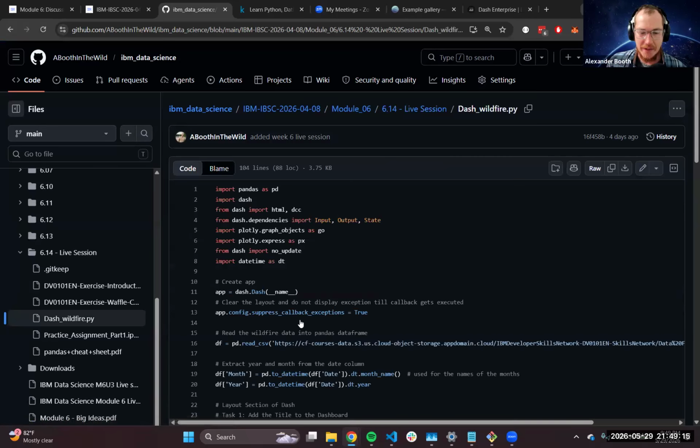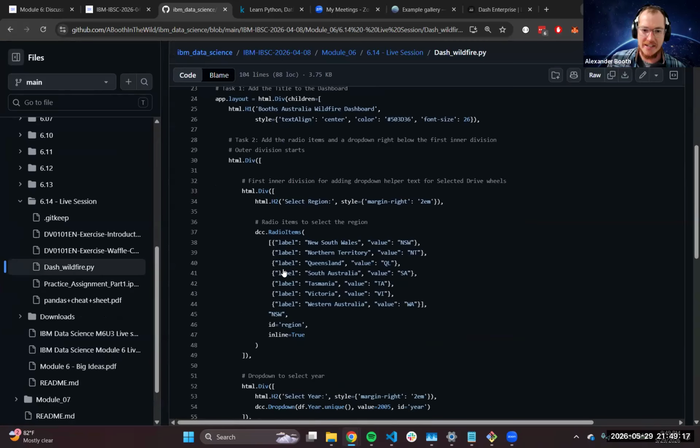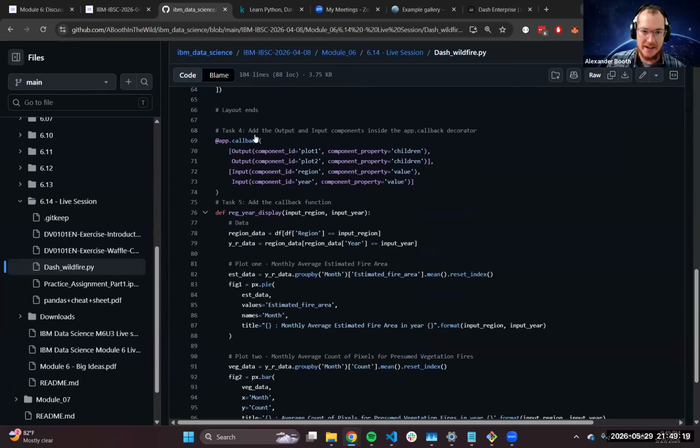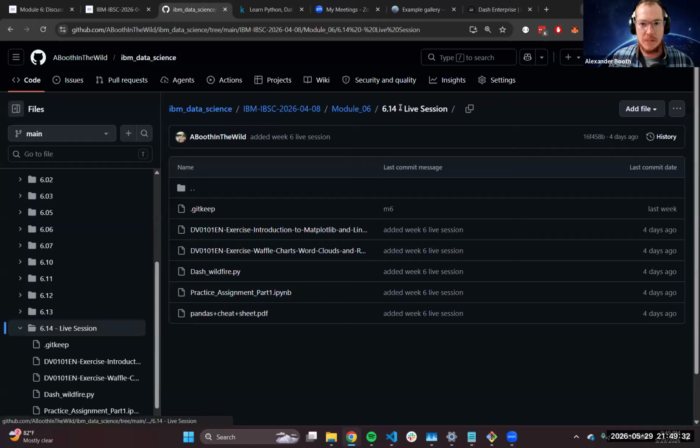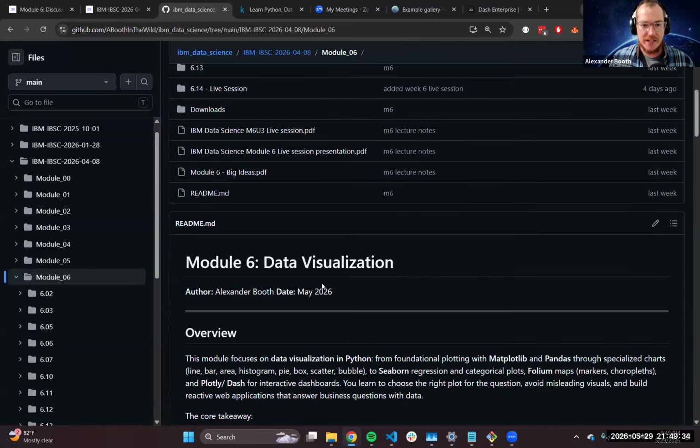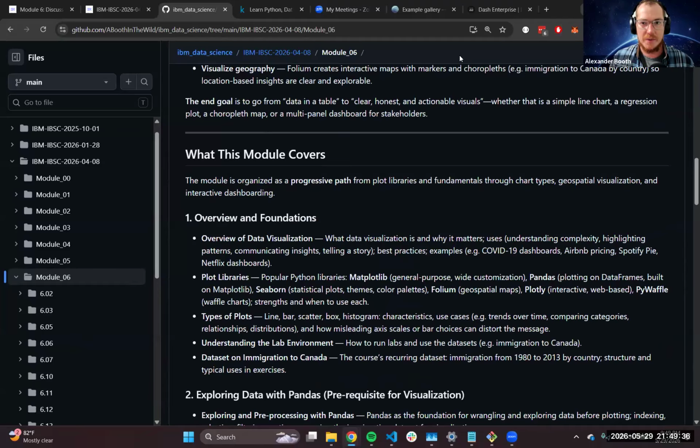On the Dash app, I think the only thing worth calling out is this idea of callbacks, and this is how interaction works. We call this event-driven coding, event-driven architecture. We listen for events and then react to those events accordingly. Sweet. I think that's all I got for week 6. So let's jump into week 7.